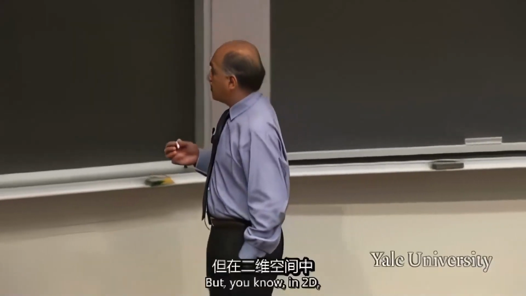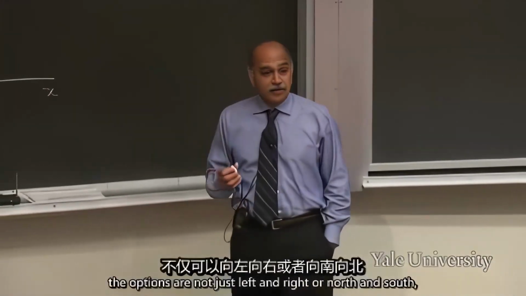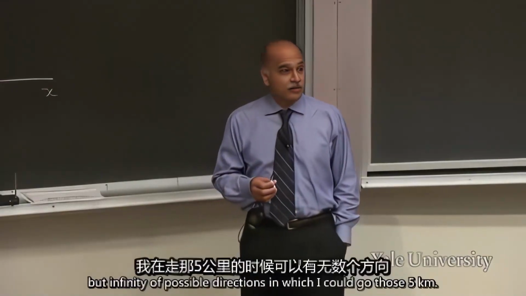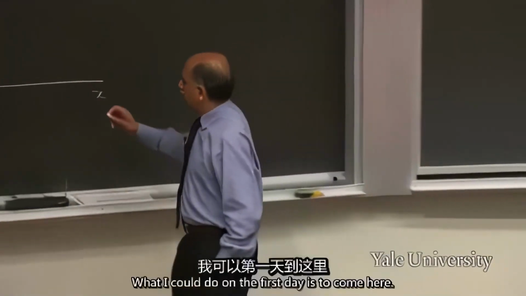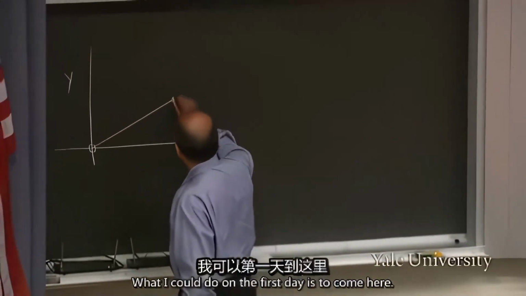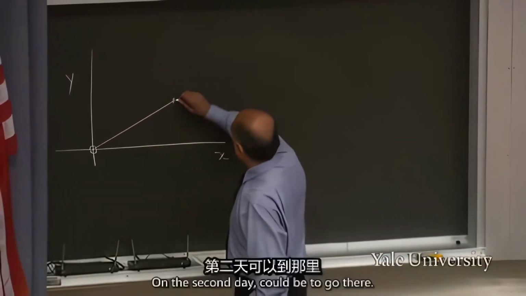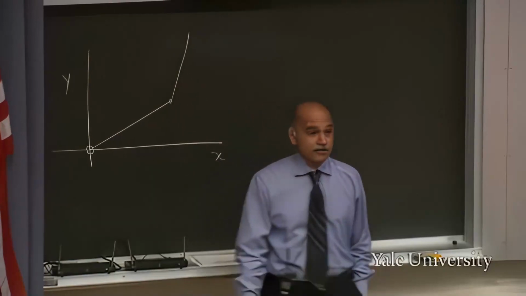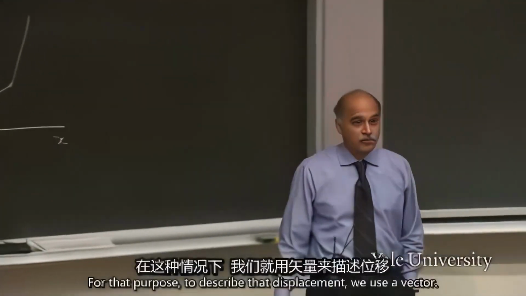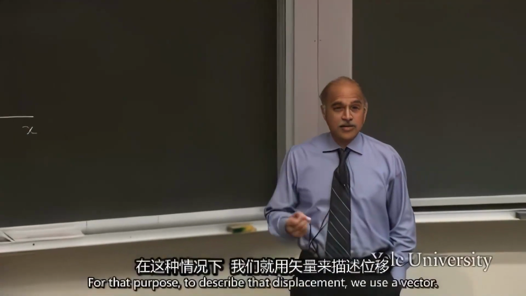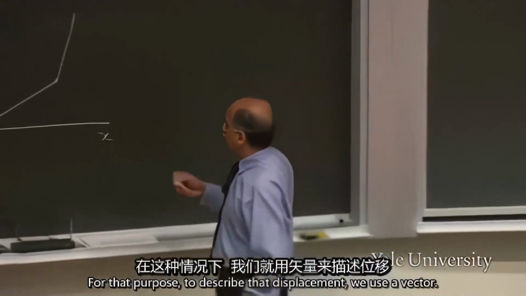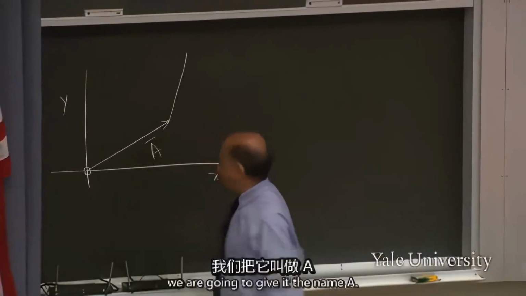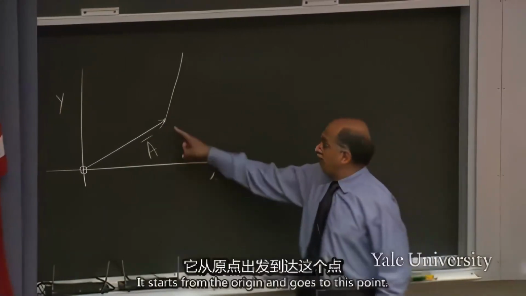But you know, in 2D, the options are not just left and right or north and south, but infinity of possible directions in which I could go those 5 kilometers. So what I could do on the first day is to come here. On the second day could be to go there. These 2 guys are 5 kilometers long. For that purpose, to describe that displacement, we use a vector. This is called a vector. I'm going to give it a name A. It starts from the origin and goes to this point.